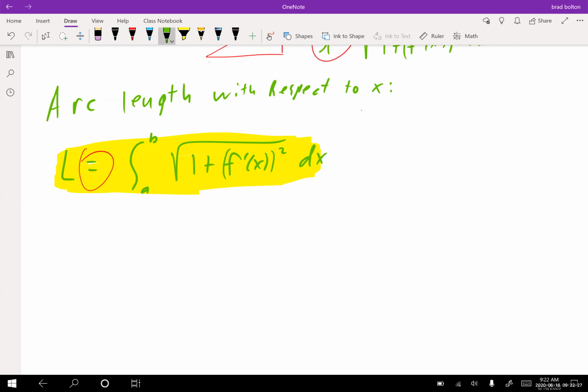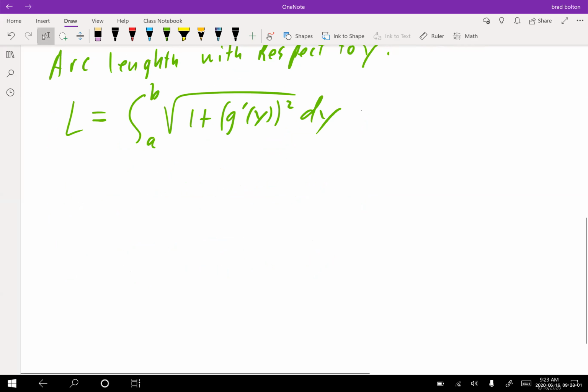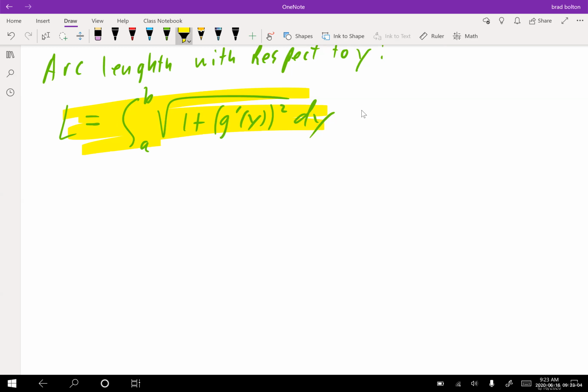Let's look at the formula with respect to y. So we're going to say L equals the integral from a to b of the square root of 1 plus g prime of y squared dy. And it's normally pretty obvious with these problems when you're dealing with dx or dy, they normally give you the limits of integration in terms of x's or in terms of y, okay? So this is our formula with respect to y.